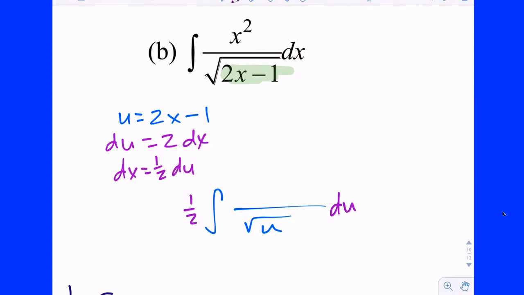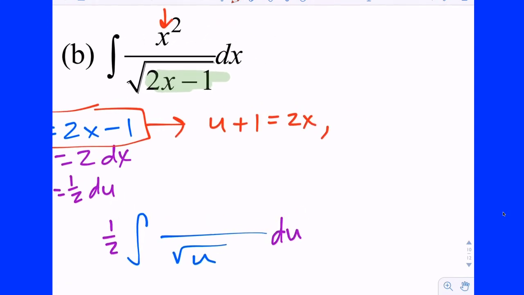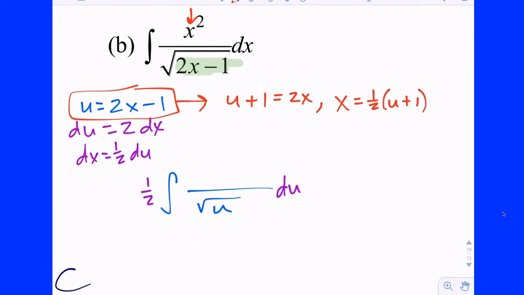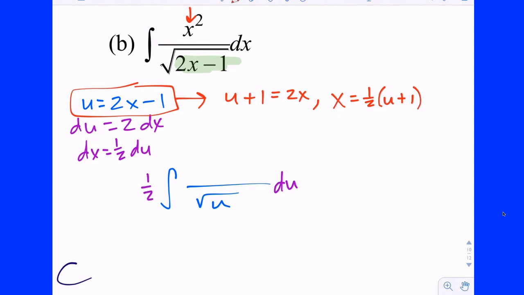Now, here's why we want it to be linear. I want to be able to solve that for x, so I can plug it in right there, and because it's linear, I can do so easily. I get u plus 1 equals 2x, which when I multiply both sides by 1/2, I get x equals 1/2 of the quantity u plus 1. That's a little bit better than u plus 1 over 2, and certainly don't distribute the 1/2. So you can replace that with x.